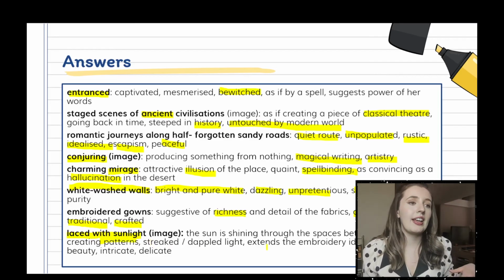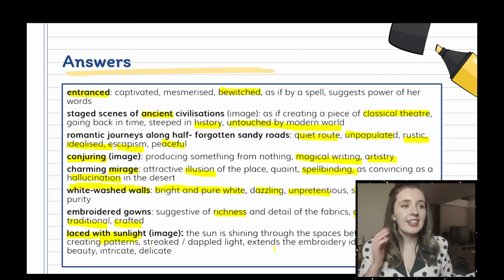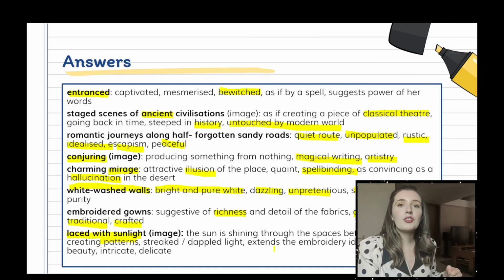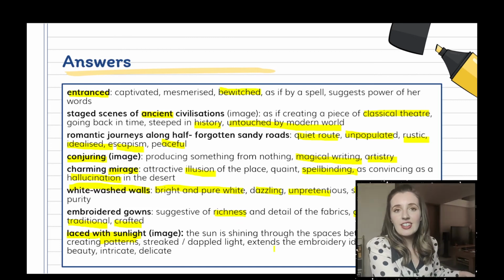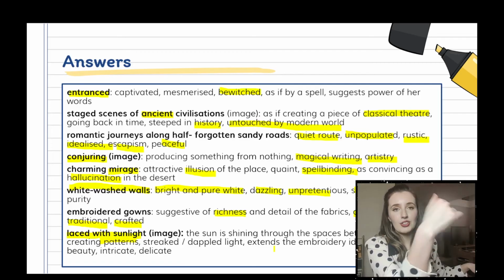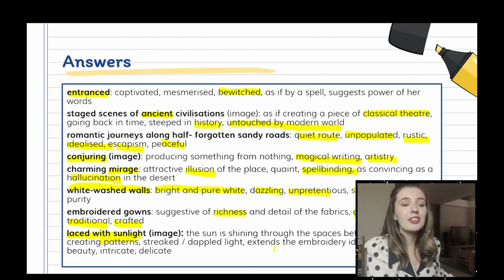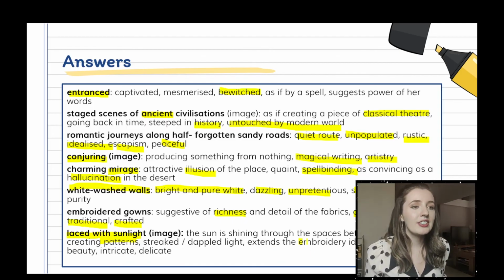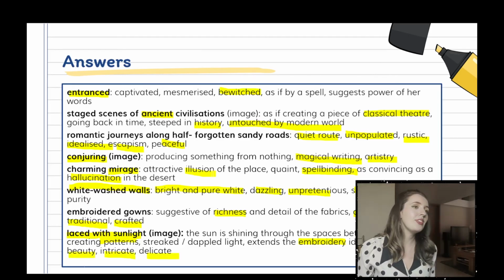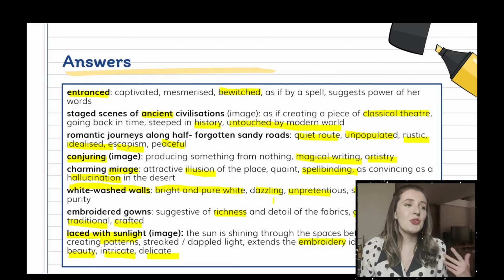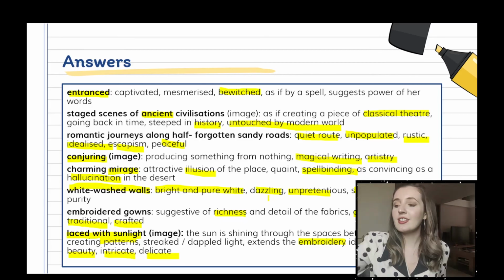Streaked or dappled light extends the embroidery idea. Just like you have an embroidered dress on the floor, you'd have all of these delicate, intricate patterns created by the sun shining through the branches of the trees, making a beautiful pattern in shadow on the floor. So this idea of embroidery again, something crafted, something subtle, something beautiful, intricate and delicate. So these are the different ideas that you could have written about in your answer.